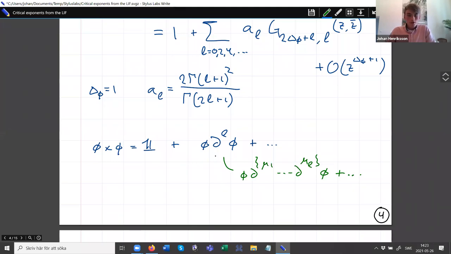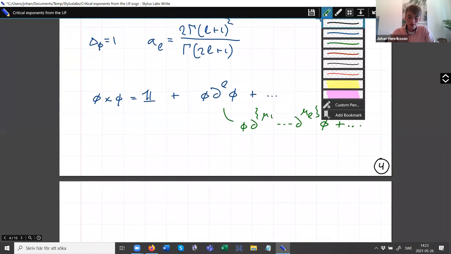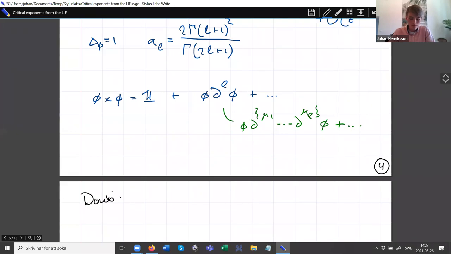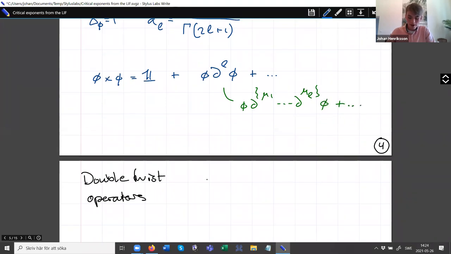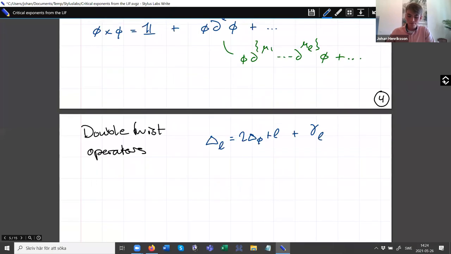So these operators are very important, and they exist actually also in the interacting theory, and they're called the double twist operators. And in the general case, they have this dimension delta_L equals 2 delta phi plus L plus some anomalous dimension gamma_L. So to make this very clear, gamma_L is 0 in the GFF theory. But in the interacting theory, each of these operators can pick up an in principle independent anomalous dimension.